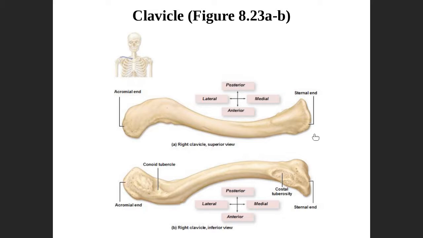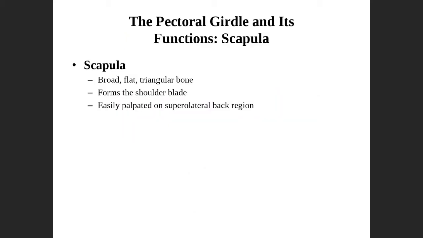All right, so you can see a little bit better here. That's the conoid tubercle. We'll label it when we go over the slides for identification. Okay, let's talk about the scapula.